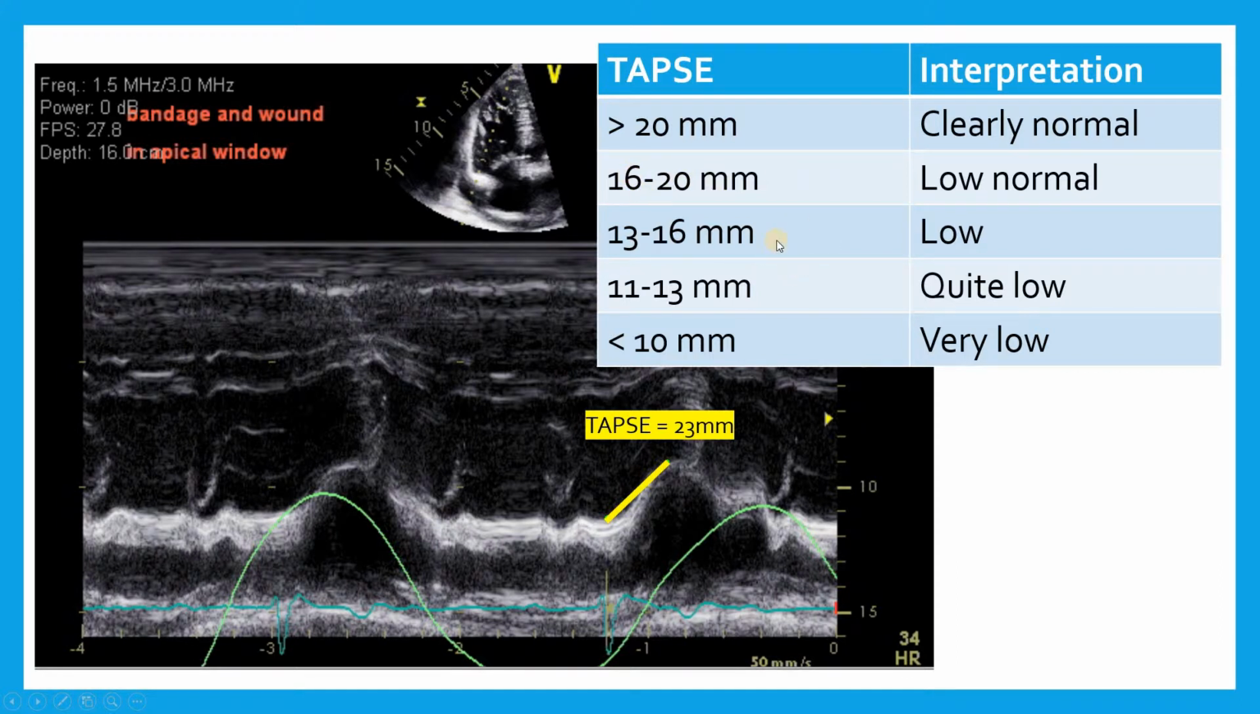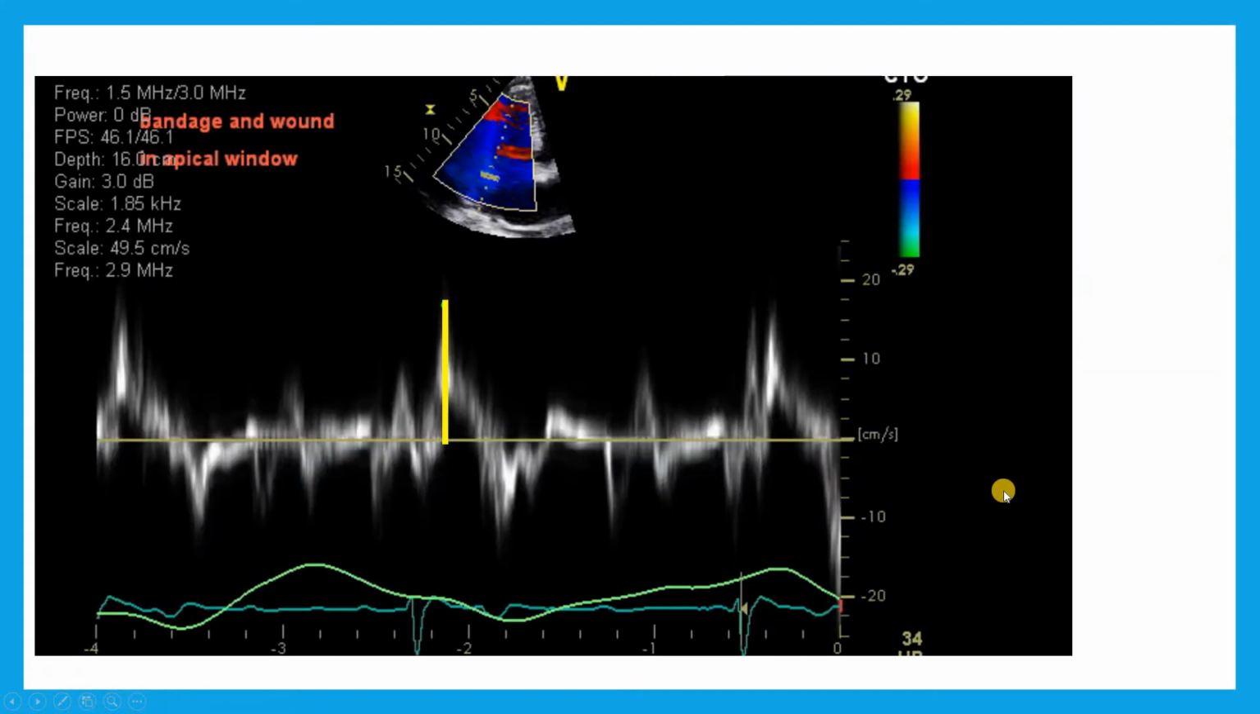And the cutoff under 16 is where it starts to get a little hazy. If you're talking about TAPSEs less than 10 millimeters, it's very diminished. And then when you're between 13 and 16 or 11 and 13, they're both kind of pretty bad RV function. So remember, this is just a linear measurement. This is simply movement of that plane towards the apex, but it tells you a lot about right ventricular contractility based on the way that right ventricle is structured.